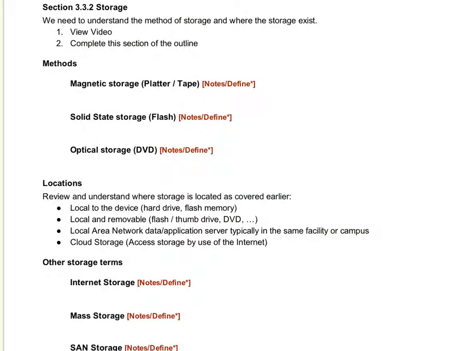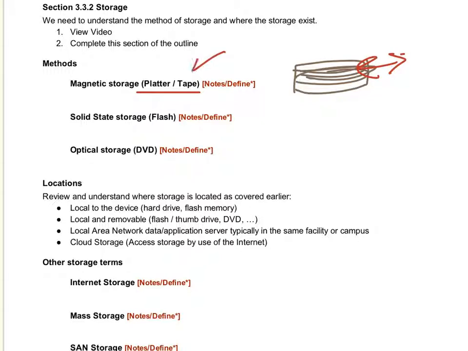Alright, storage. Pretty straightforward. We want you to understand that nowadays when people talk about storage, a lot of times they'll think, I'll draw this for a hard drive. Hard drives have platters in them, and they have these read-write heads that move in and out and write information on the platters. And so that's why you'll start to hear, they'll say it's a platter.